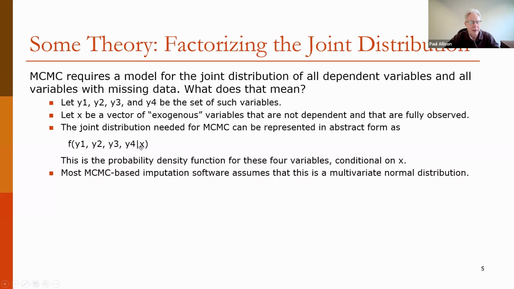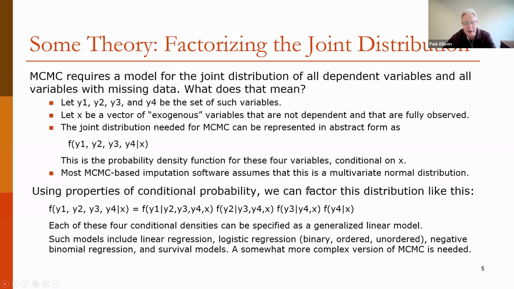So that's what we would need for MCMC. But the problem is coming up with a reasonable multivariate distribution for those 4 variables. And as we've seen, most multiple imputation software assumes that it's multivariate normal. But we're going to get around that limitation by factoring this distribution as follows.